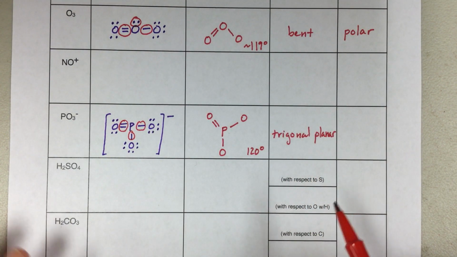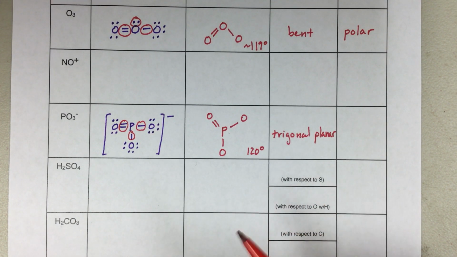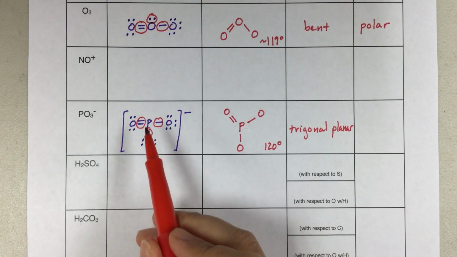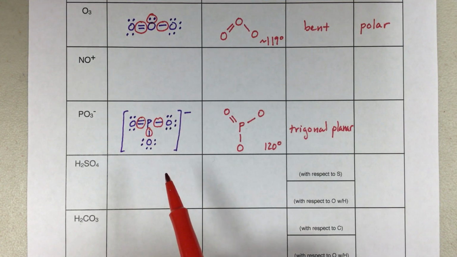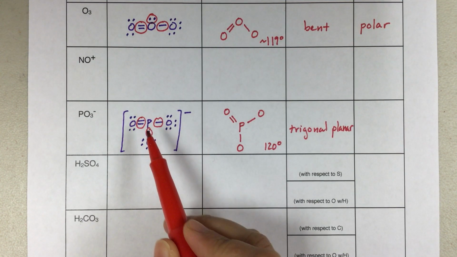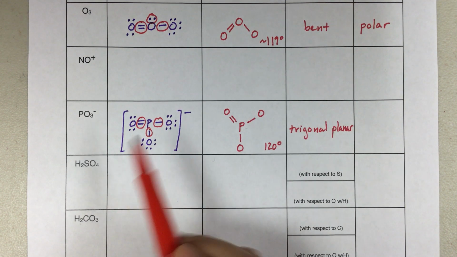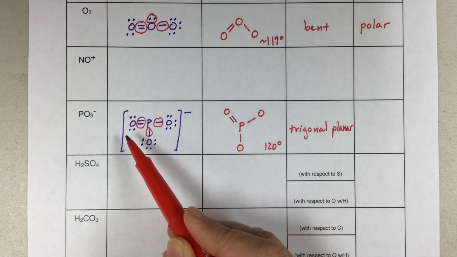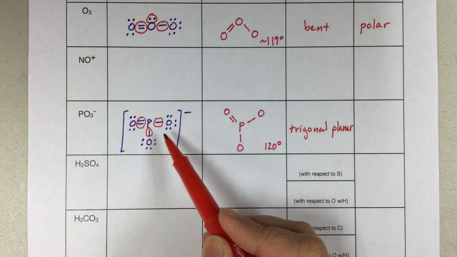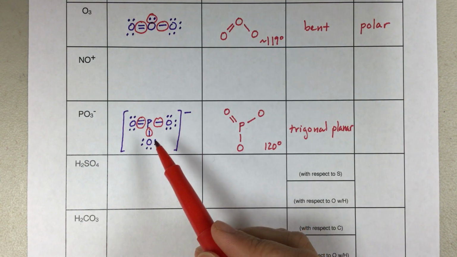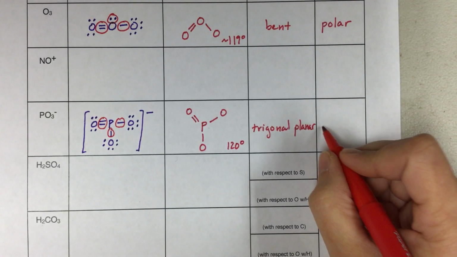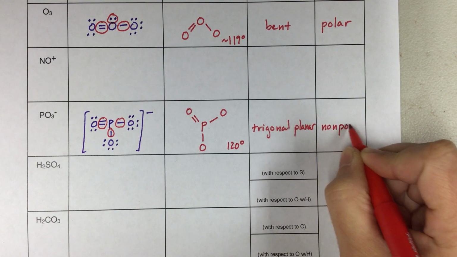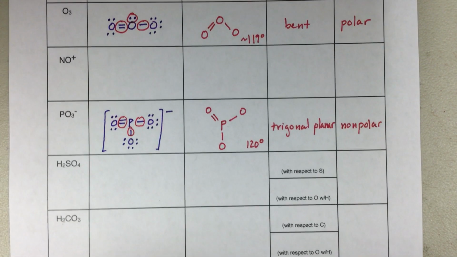Okay, and the reason I wanted to go over this one is when we consider the polarity. When we ask the 2 questions, we look at the Lewis structure. Are there lone pairs on the central atom? No, there are no dots on the phosphorus. So the second question is, is the central atom bonded to different elements? No, they're all oxygen. So since we answered no to both of those questions, this molecule is non-polar. It is completely balanced and symmetrical.